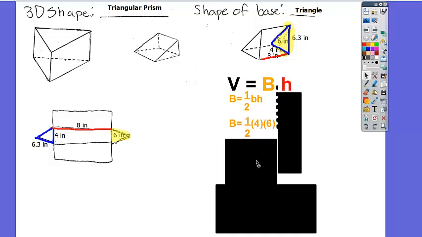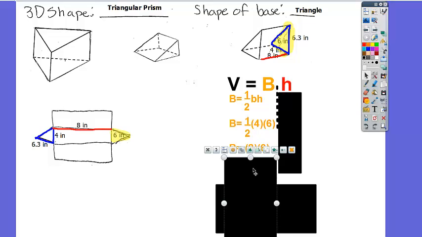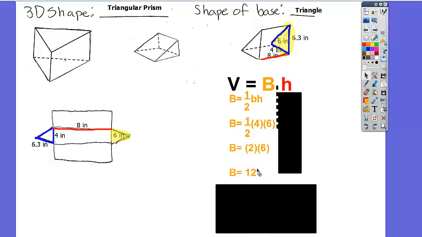So from here we can decide what we want to do first. Half of 4 is 2. 2 times 6 is 12. So the area of my base is 12. Now we need to plug in the height. This red H is the height of the entire prism, not the height of the base. So that is the distance in between the triangles, which is 8.